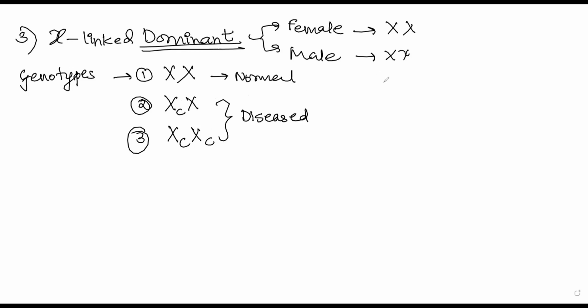In the male, what is the possibility? Either it's an XY or it is an XCY, right? So here this guy will be normal. However, the XCY will be diseased. So these are the different genotypes that are possible. Instead of XC, you will see that some books write XA, some will write capital X capital A for normal. So you can write whatever helps you understand better.